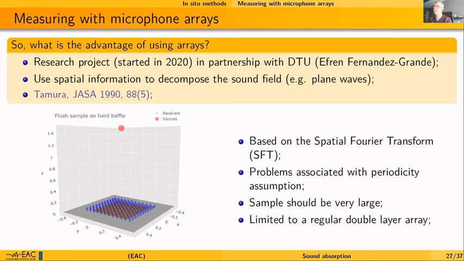The idea here is to use spatial information to decompose the sound field into plane waves. So you have not only two microphones or a single pressure velocity probe at a single point in the sound field, but we have a distributed array of sensors. This is an idea based on the past work of Tamura in the 1990s, which was based on the spatial Fourier transform, but the spatial Fourier transform has a little bit of problems associated with periodicity and the need of the sample to be very, very large.